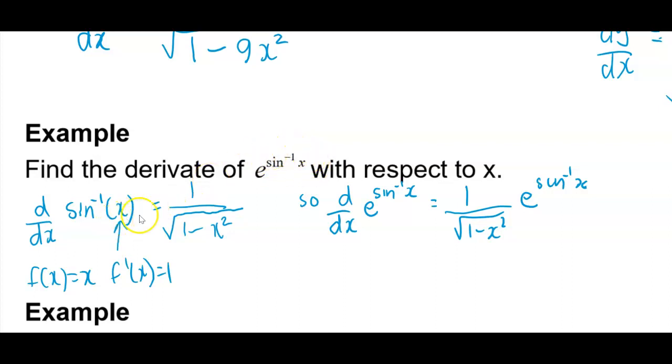So the derivative of inverse sine is 1 over the square root of 1 minus x squared, remembering that's our f of x. So f dash of x is 1. So the derivative of the whole thing is our derivative of the inverse sine. It comes out the front. And then we've got e to the inverse sine of x back up the top.